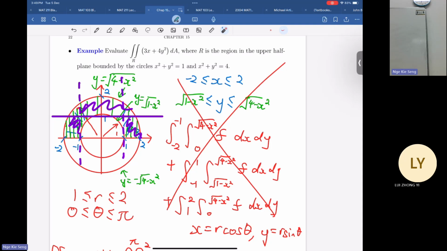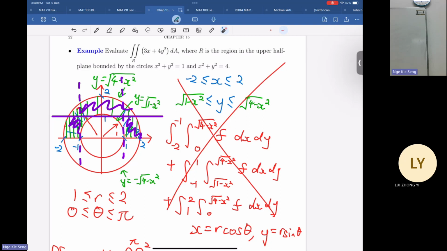See, this domain is so symmetric, right? I can just split it in half and then compute half of it. So in that case, I get radius from 1 to 2, but my angle from 0 to pi over 2. And then for the integral, I just multiply by 2. I get the whole thing. Is it true? Believe or not?